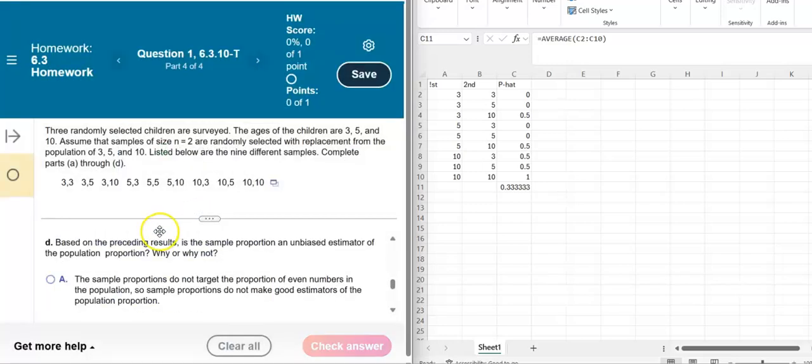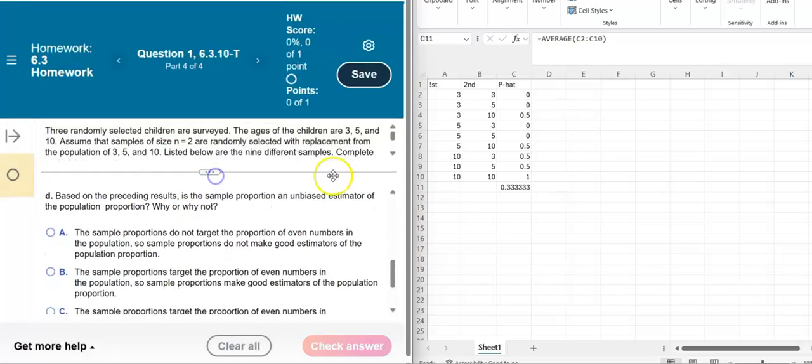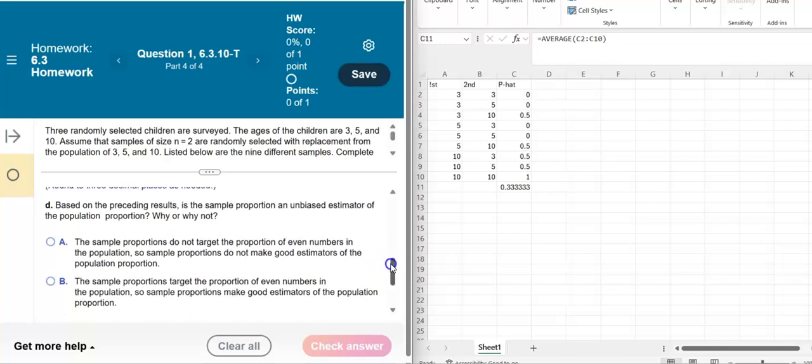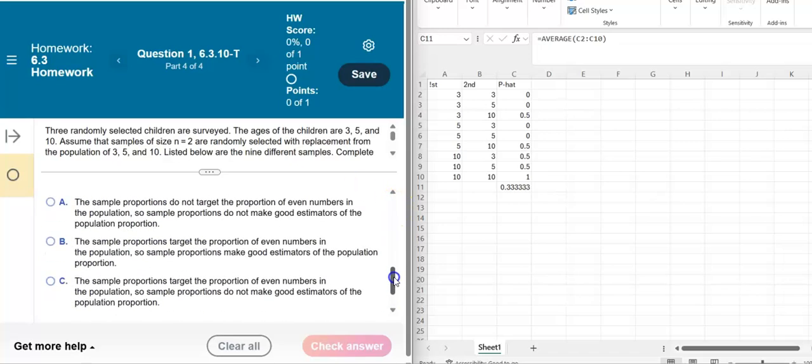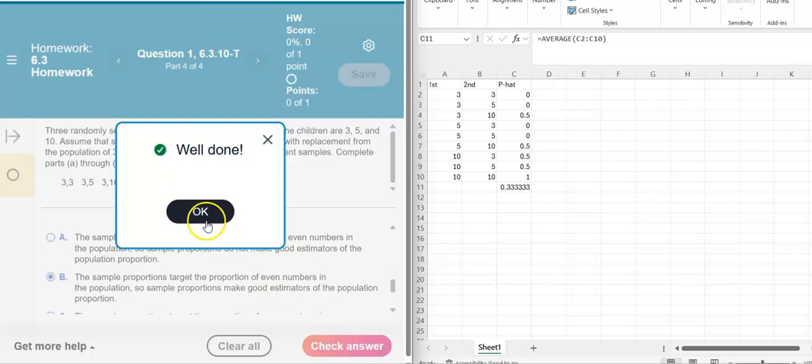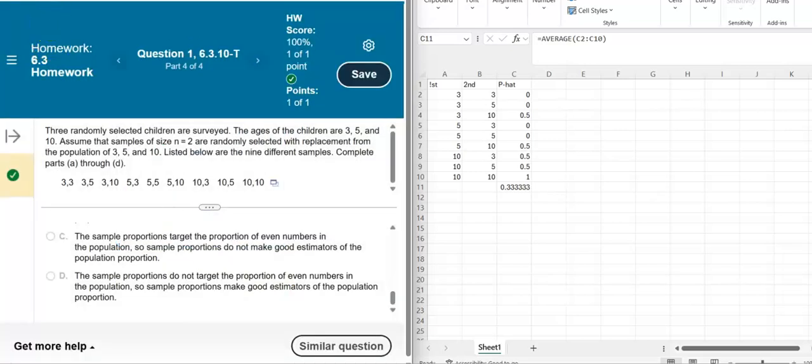What it's asking me here at the end is: are these two things equal? Is the mean of the sample proportions equal to the population proportion? And they are, and that means the sample proportion is an unbiased estimator of the population proportion. That means they make very good estimators of the population proportion. So that's B. They target the proportion. You can see that they're equal, so they are going to make very good estimations of the population proportion. All right, that's what you're doing on that one.